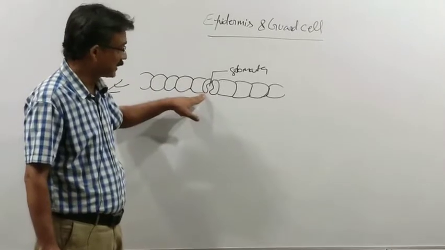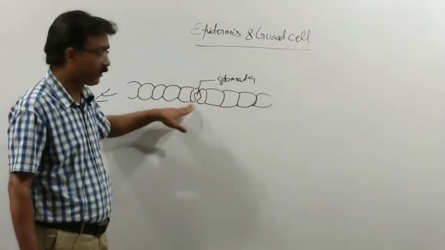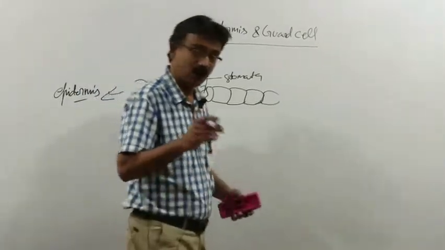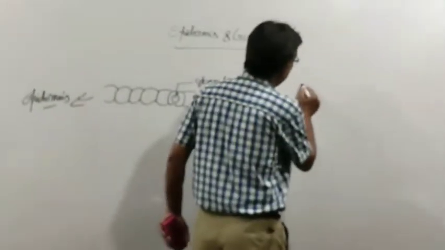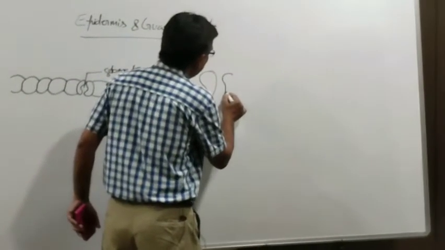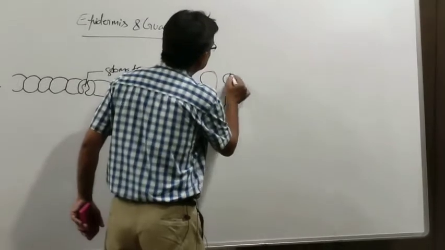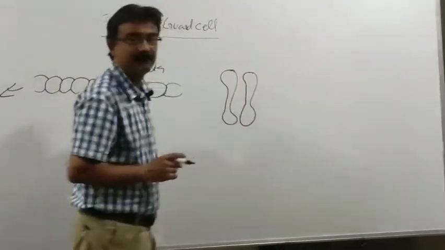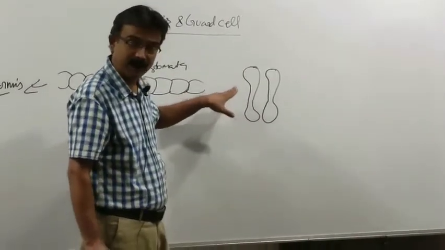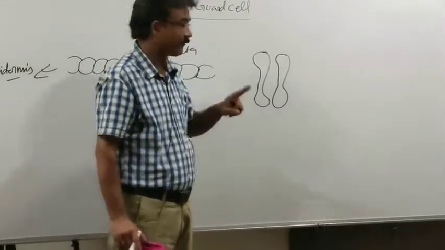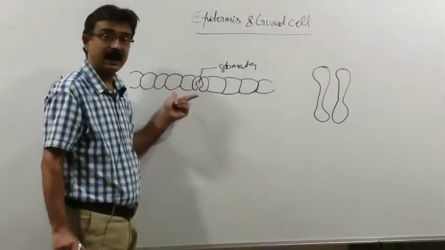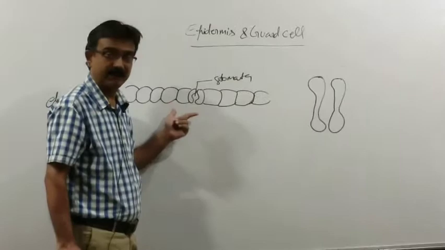The formation of stomata with the help of bean shaped cells takes place in dicot plants, and in monocot plants the stomata are made up from dumbbell shaped cells. Remember, in monocot plants stomata are made up from dumbbell shaped cells, and in dicot plants stomata are made up from bean shaped cells.